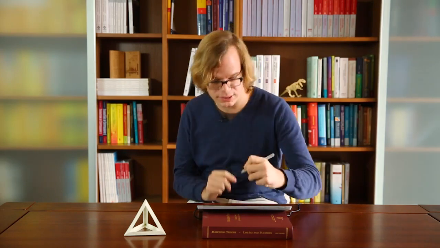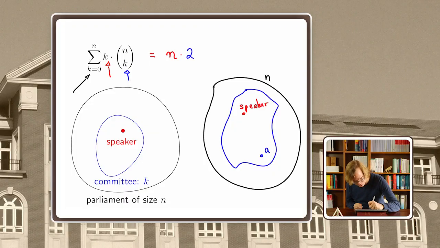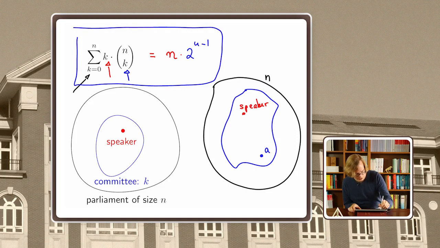So we have two choices for each member of parliament, except for the speaker. For the speaker, we have only one choice. He or she must be in the committee. Okay, so we have to make n-1 choices, so the total number of combinations is 2 to the n-1 times n. All right, so you see how we derived an elegant formula for this unwieldy sum. Now let's see how far we can push this approach.